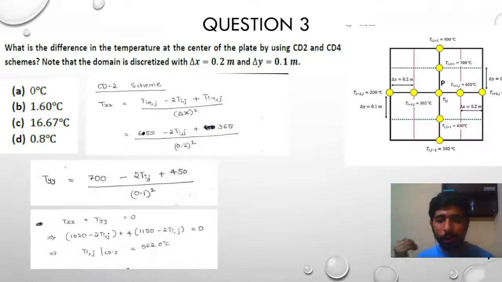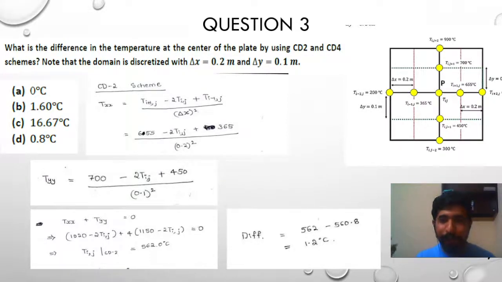Similarly you can do with central difference 4 also, like how we did earlier. Then you should measure the difference. When I measured the difference, I was getting 1.2 degrees Celsius, which was not there in the options also. You can try this at home after the class, and I will ask you in the next class whether you got any of the options from this or else 1.2 degrees Celsius only as a difference. 562 for the CD2 scheme is correct. But for CD4 also you calculate it, and then you can let me know.